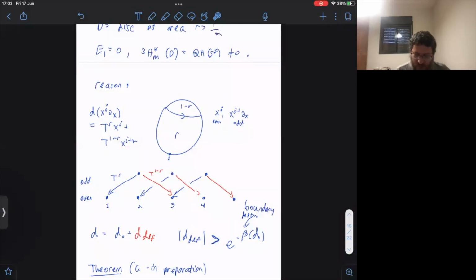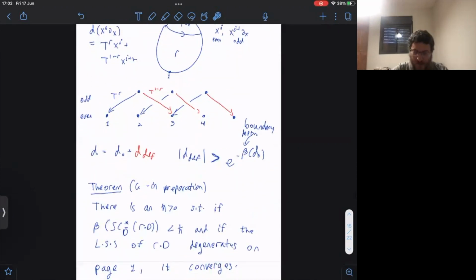In other words, if you look at the boundary depth of the differential associated with the undeformed case, and you look at e to the minus its inverse, that's the norm of a right inverse to the differential, and you see that the deformed differential has a norm which is bigger than that, and therefore the deformation is just too big. Therefore, the spectral sequence doesn't converge.